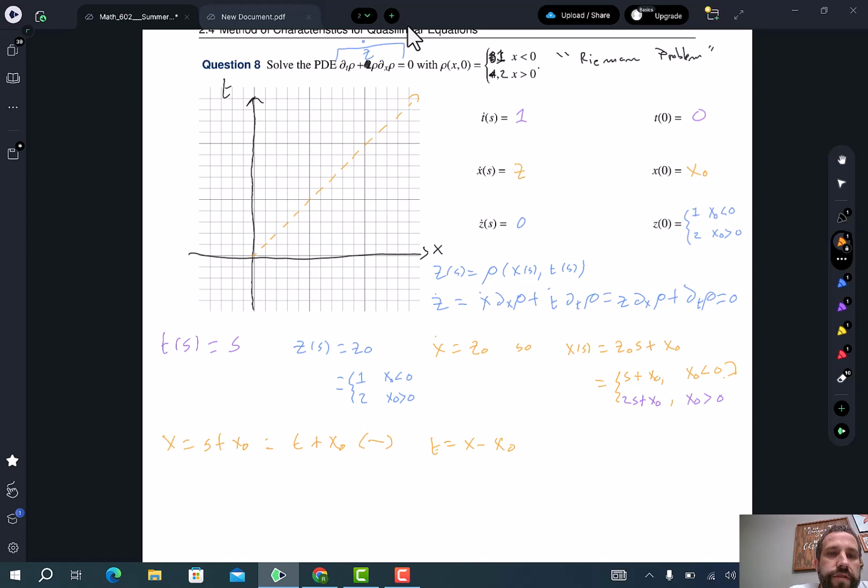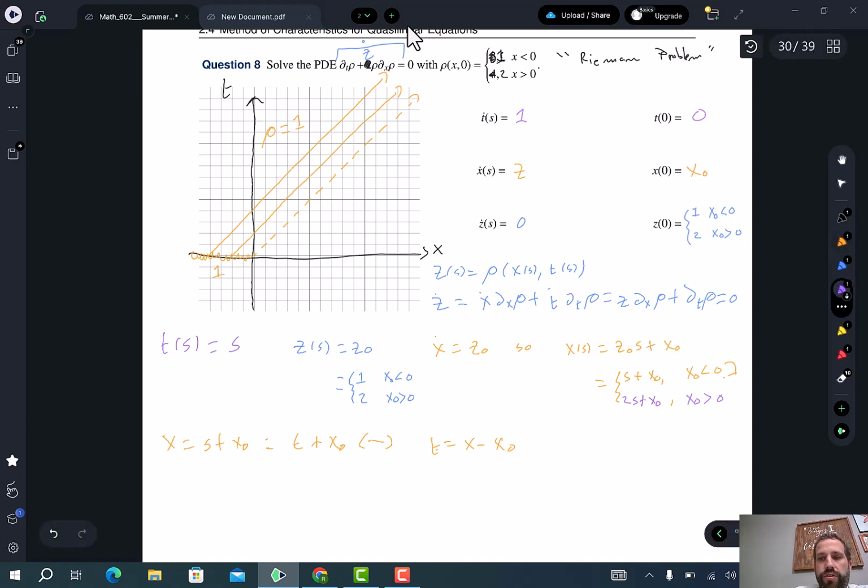And then all the other characteristics for x naught less than 0 are going to be here, and I'm going to draw them in a solid line. They're going to be 45-degree angles, like this. Slope is equal to 1. What the PDE tells me is that the solution is constant there, and so I know in this region, rho is going to be equal to 1, because over here rho is equal to 1.